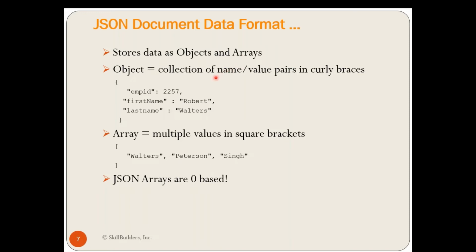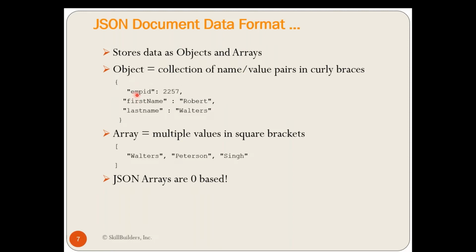So we need to learn only two different structures. First one is an object. What does an Oracle object look like? Remember, it's a character string. It's a character string that starts with an open curly brace and ends with a closed curly brace. And it has a collection of name-value pairs separated by commas.